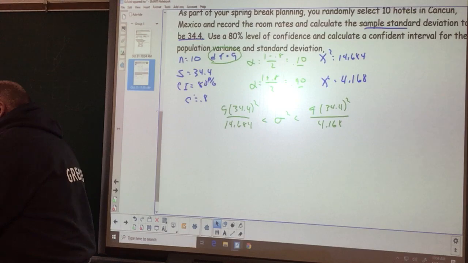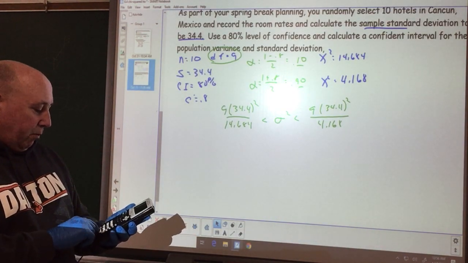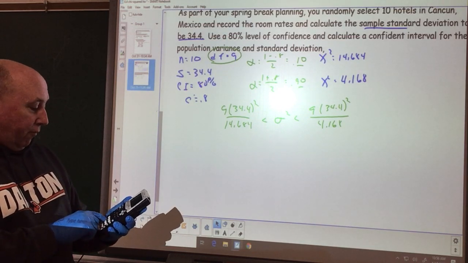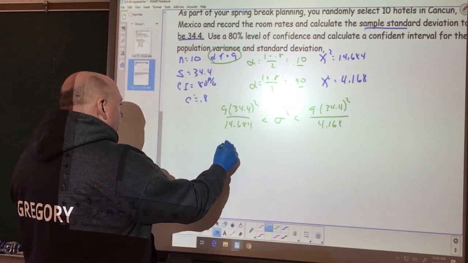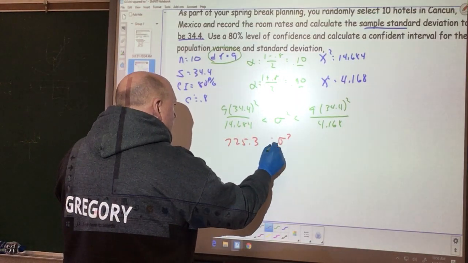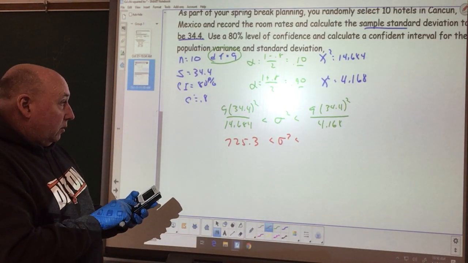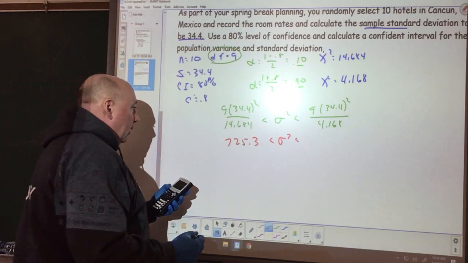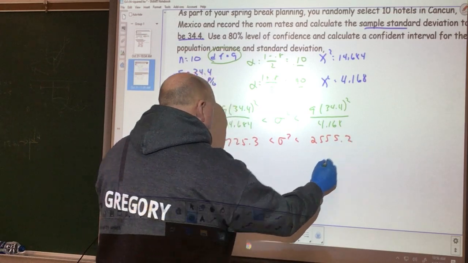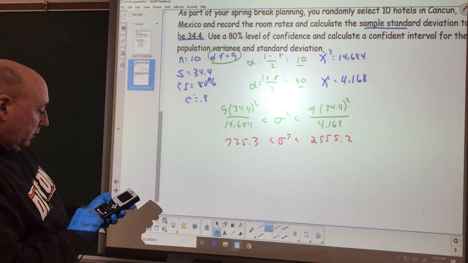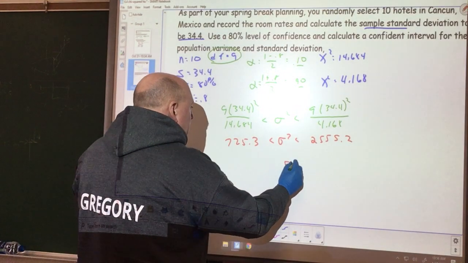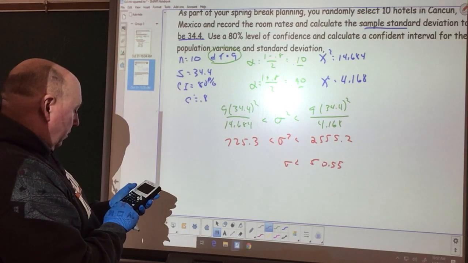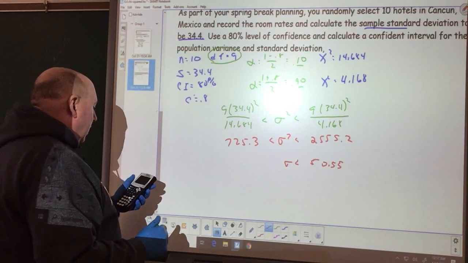So clickety-clacking through the calculator. 9 times 34.4 squared divided by 14.684. We get 725.3. And let's do that, 4.168. We get 2555.2. And we could take the square root of my answers, so we have 50.55 here and 26.93.